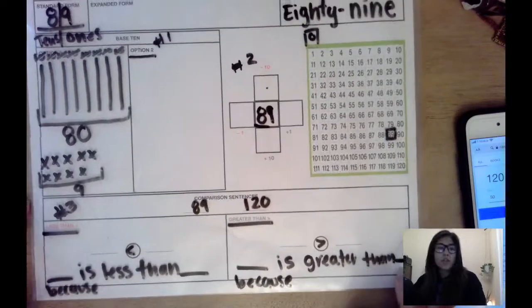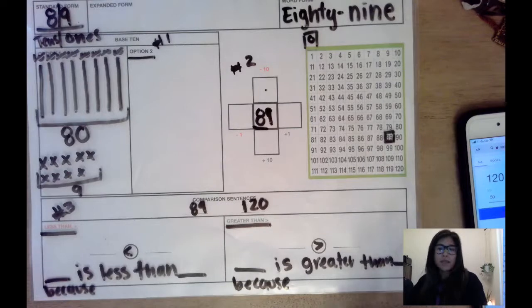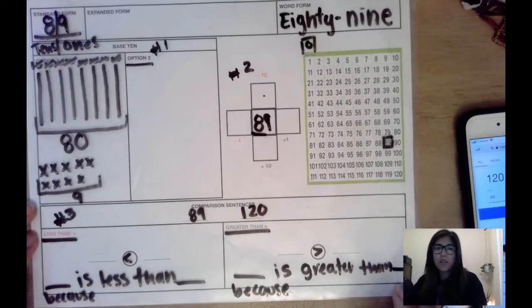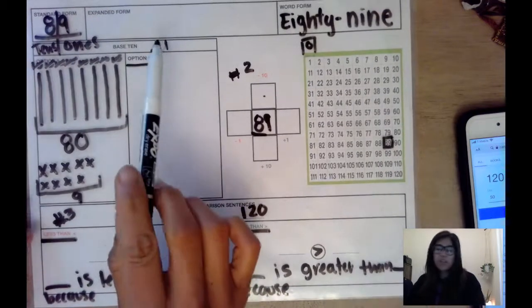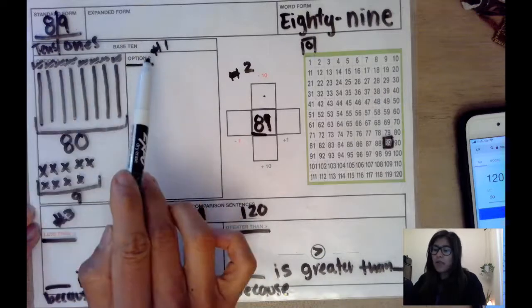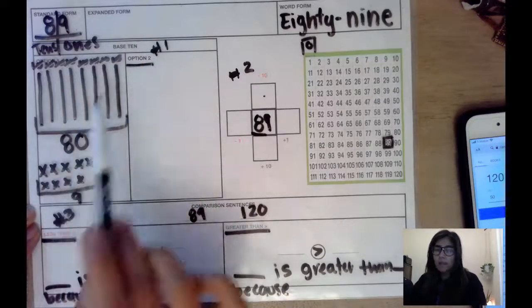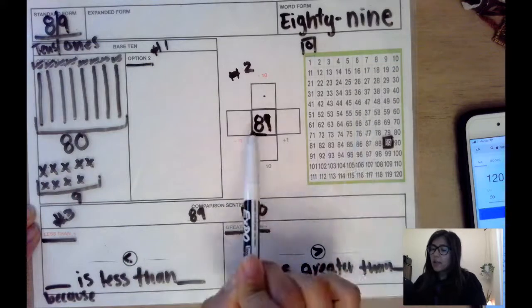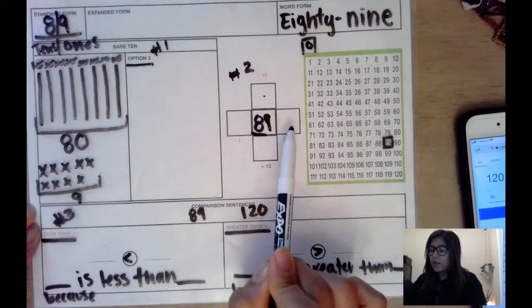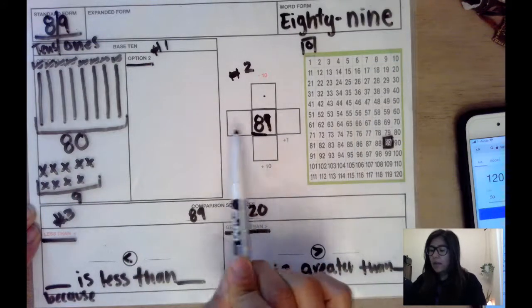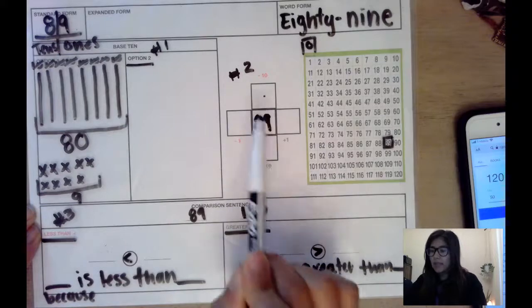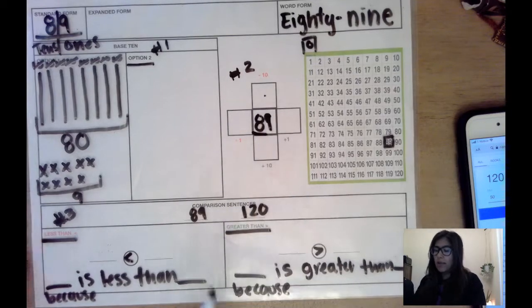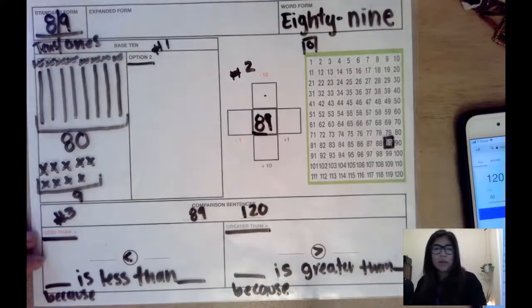Please check your student profile, and your assignments will be posted there so that you can submit them on a sheet of paper. Represent the number 89 in a different way. Second, show me the numbers that are 1 greater, 1 less, 10 less, and 10 more than 89, and then complete your 2 comparison sentences.